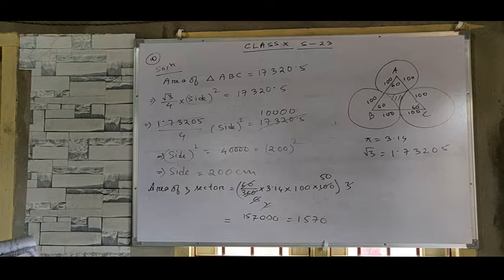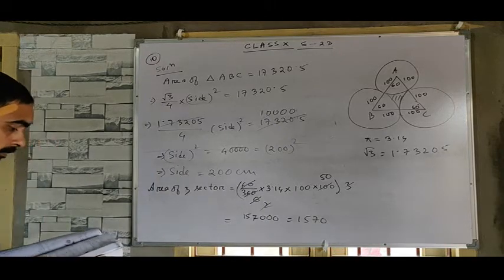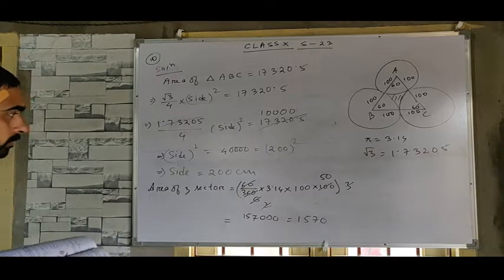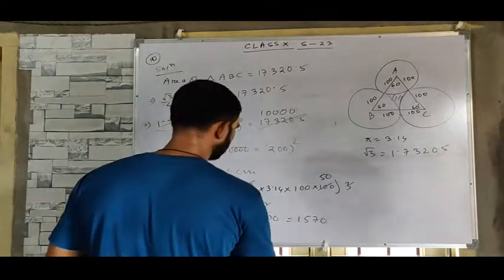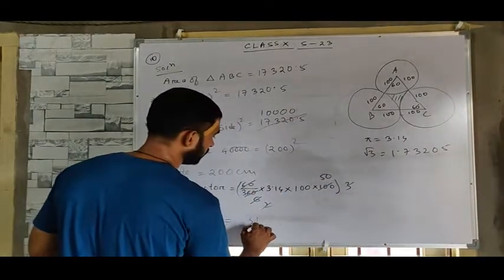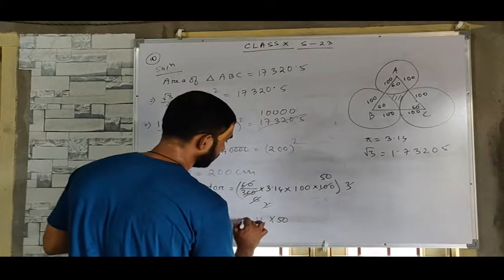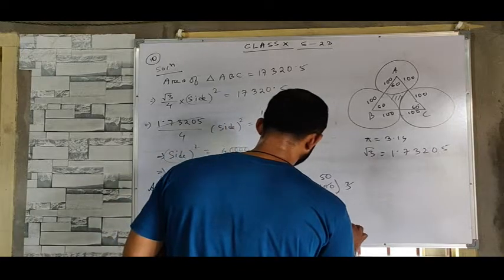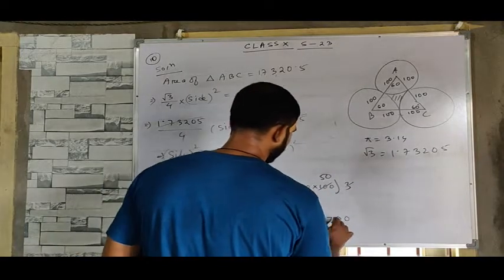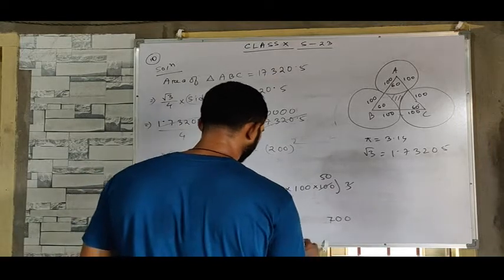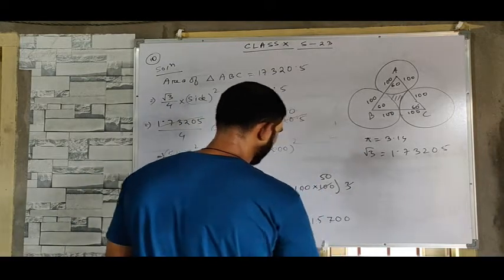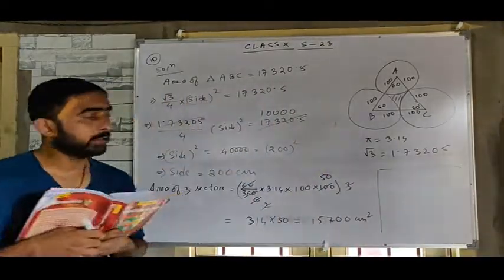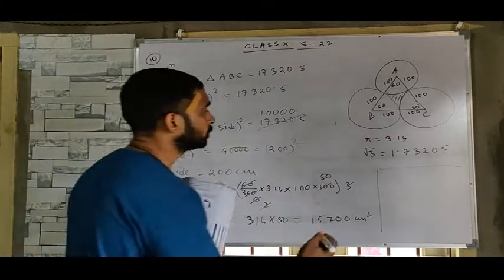Three into 50, then 31400, so we get 15700 square centimeter. Then the area of the shaded portion.